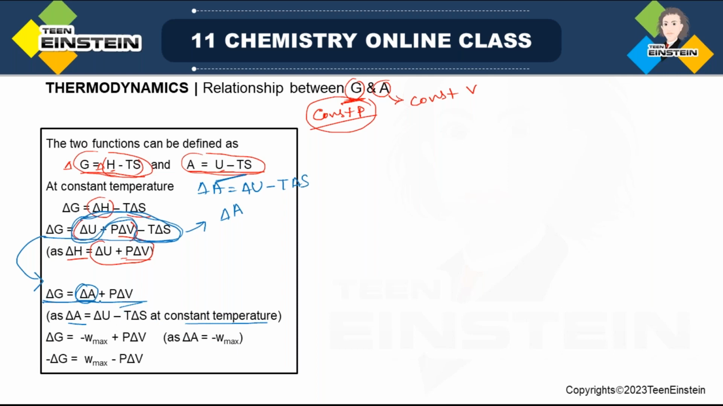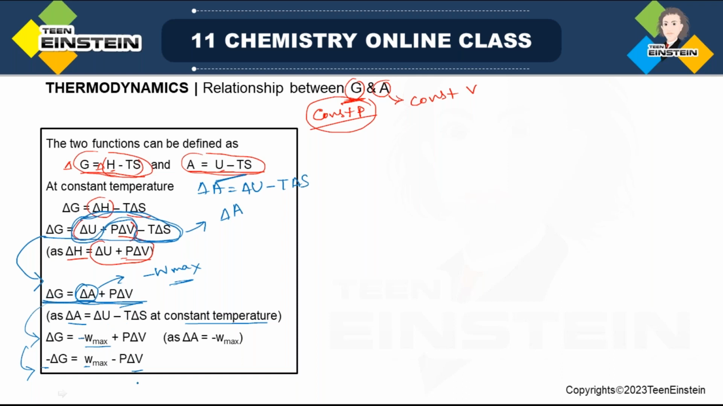But we have just proved that del A is equal to minus W max. So just put it here. Finally, this negative sign is here, but if you take the negative sign on both sides, left hand side and right hand side, there will be a negative sign before del G, positive before W max, and negative sign here. So this is the relationship between del G and del A, but you can also get these equations if you put minus W max in place of del A.